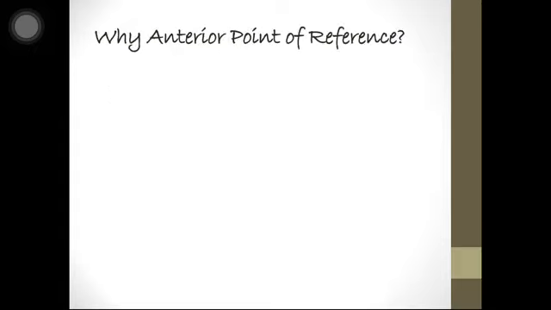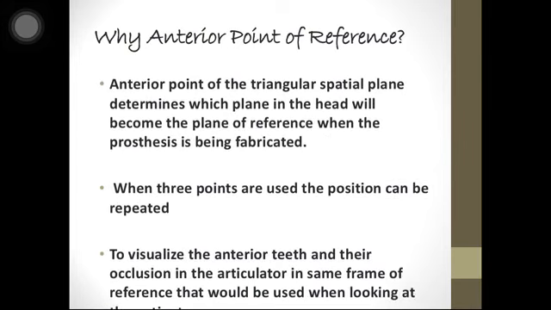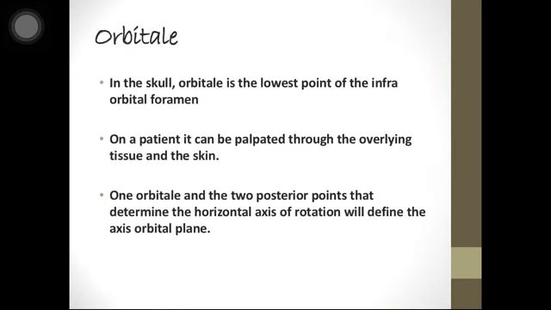Now posterior points have been discussed. Why anterior point of reference? The anterior point of the triangular spatial plane determines which plane in the head will become the plane of reference when the prosthesis is being fabricated. When 3 points are used, the position can be repeated. This is basically to repeat, or you can say to stabilize the device, to visualize the anterior teeth and their occlusion in the articulator in the same frame of reference that would be used when looking at the patient.